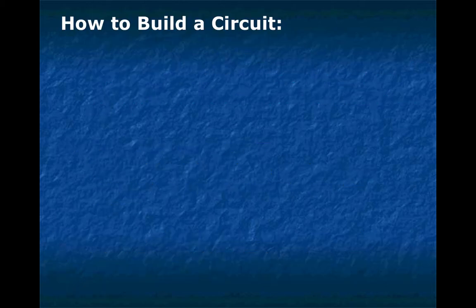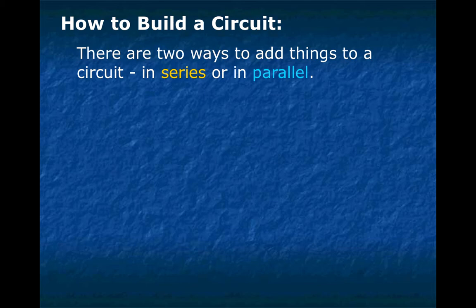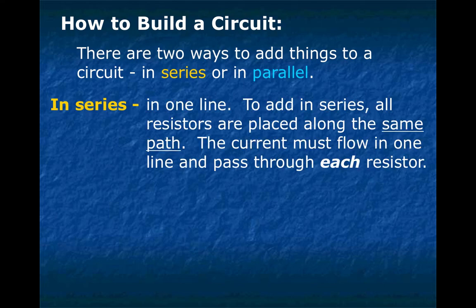So how to build a circuit. There's two ways. You can wire things in series or you can wire things in parallel. So let's just quickly talk about the difference between the two. In series, you're going to wire things in one line. So essentially, there's one path for the electrons to travel through.